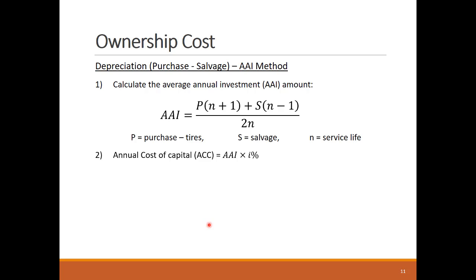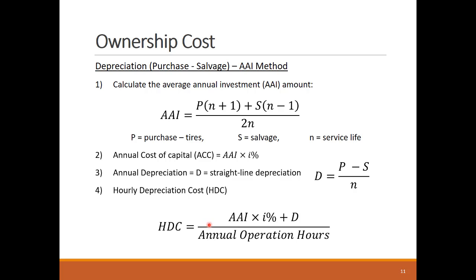The annual depreciation D is used as the base annual ownership cost and is modeled following the simple straight-line depreciation approach. This means that the net of P and S is depreciated equally over the years of the equipment's service life. Finally, the hourly depreciation cost is calculated by adding the base depreciation and the cost of capital and dividing the outcome by the number of operation hours per year.